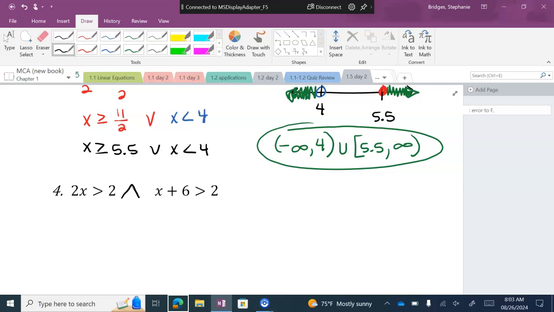Keep in mind what that symbol represents. The upside down V means and. That means they both have to be true at the same time. And that is the only area where we can shade.